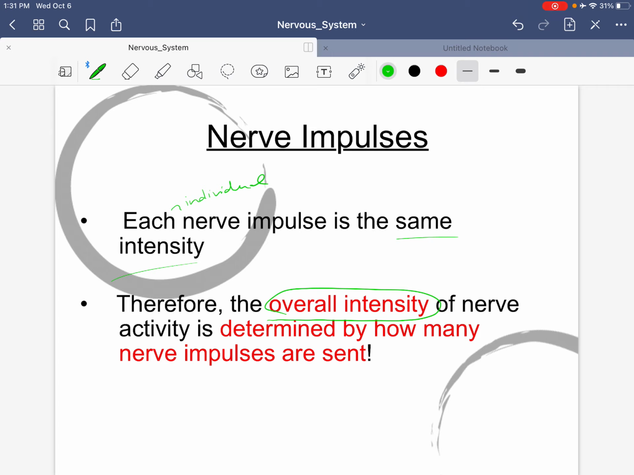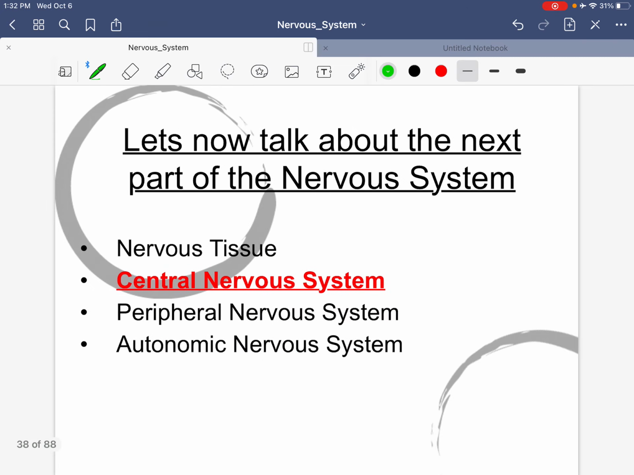We're sending nerve impulses all the time. So even though each individual one is the same intensity, if I want a big overall effect, I'll send 100 really quickly. Versus if I don't need as much of an overall effect, maybe I only send 5.